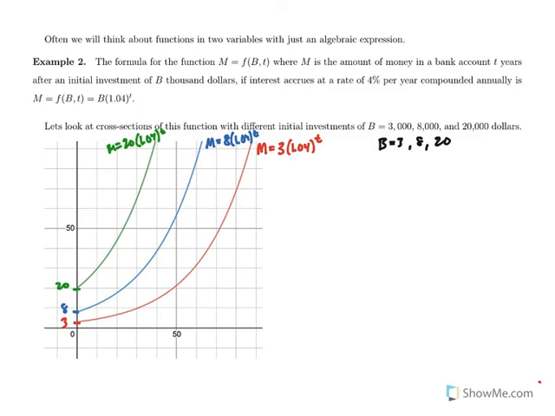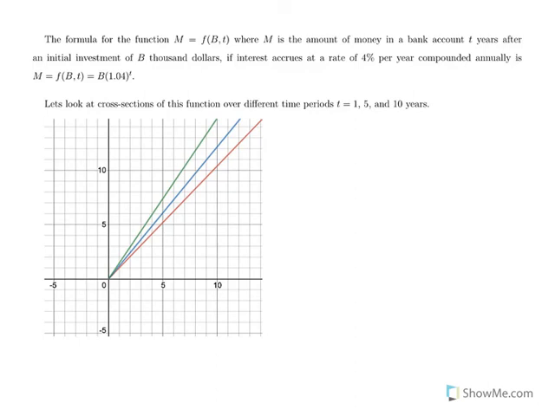And you want to look at those each individually and see what happens to the money with different times. Or maybe you already know that you're going to invest just $3,000, so you can just track that function itself. Let's do the flip now, and let's do cross sections of just t.